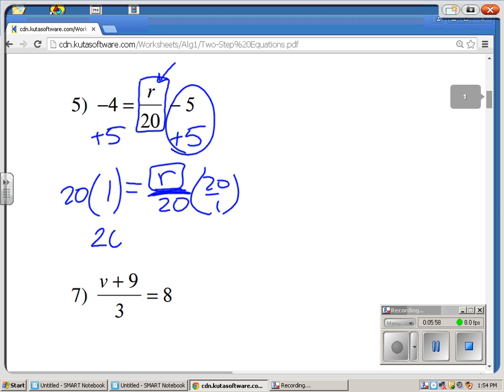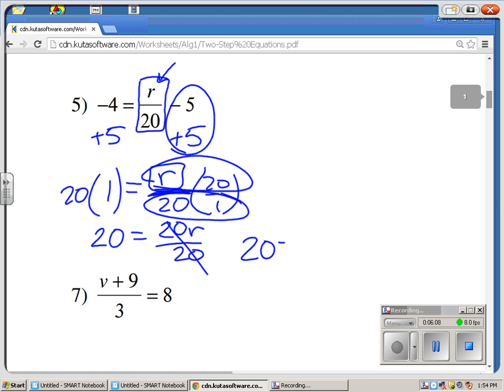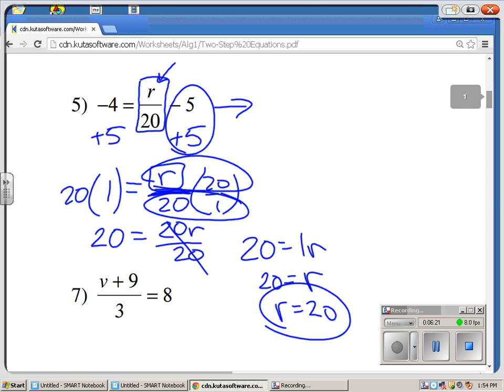On the left side I get 20, on the right side I get 20r divided by 20 when I multiply the numerators and multiply the denominators. 20 divided by 20 is equal to 1, so I get 20 equals 1r, or you could say r is equal to 20. You can switch the order here, so it says r equals 20. Just like I could switch the order at the beginning, here I could write r divided by 20 minus 5 is equal to negative 4.